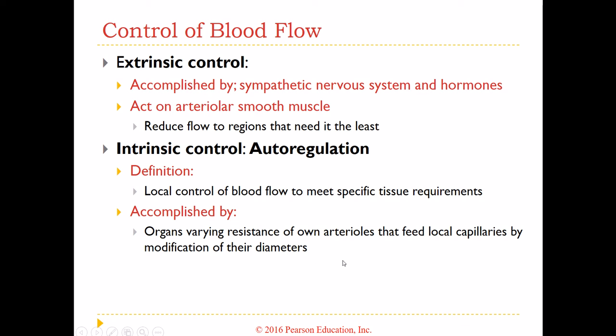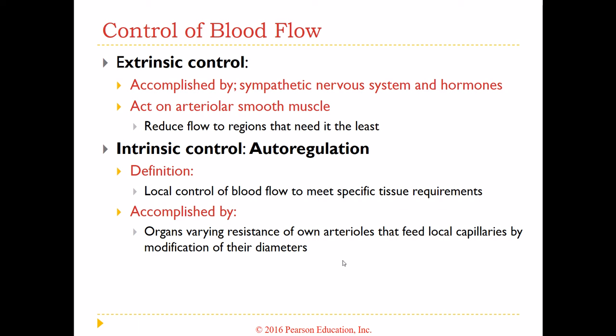So there are really both external factors and internal factors that regulate blood flow. A lot of the external factors, what we call extrinsic controls, are things that we've already talked about. We've talked about how the sympathetic nervous system will dilate blood vessels leading to skeletal muscles in a fight or flight situation, and decrease the size of the blood vessels leading to the digestive tract in a fight or flight situation.